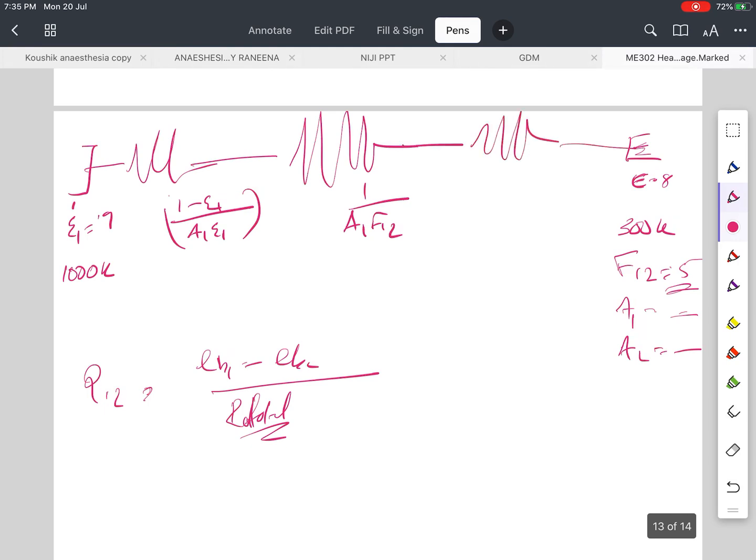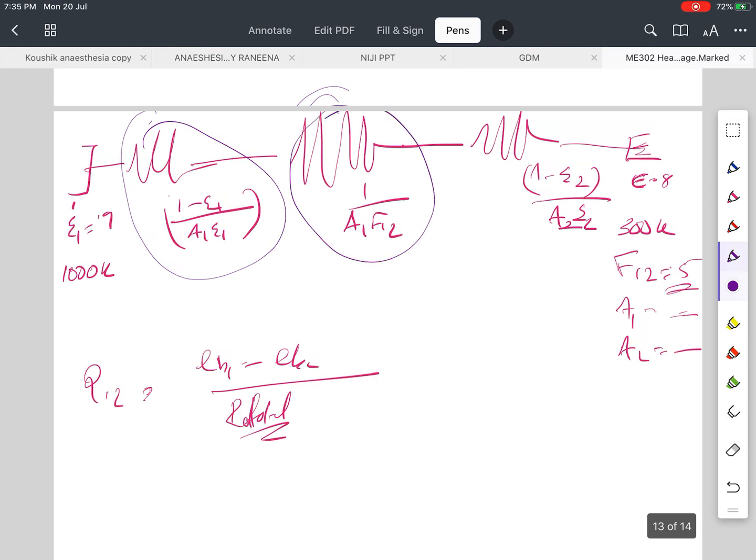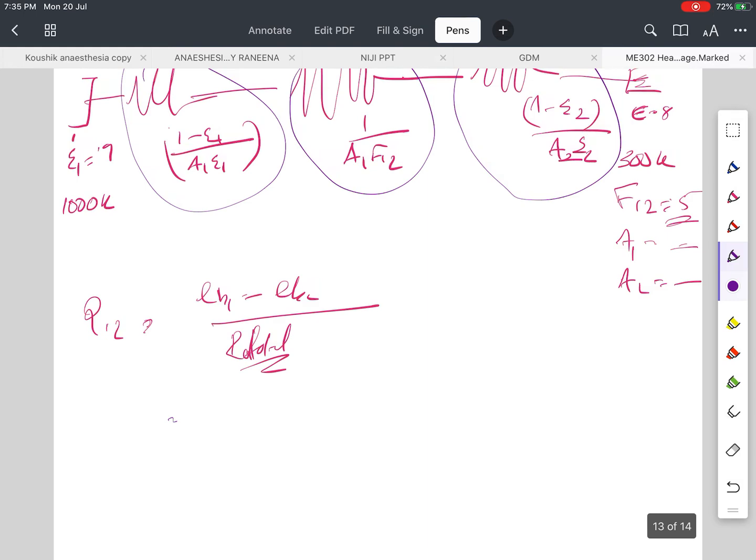Then there will again be a surface resistance associated with this, which is 1 minus epsilon 2 divided by A2 epsilon 2. So these three will be our resistances. Now what will Q12 be? Q12 will be EB1, sigma into 1000 power 4, minus sigma into 300 power 4, divided by R1 plus R2 plus R3.